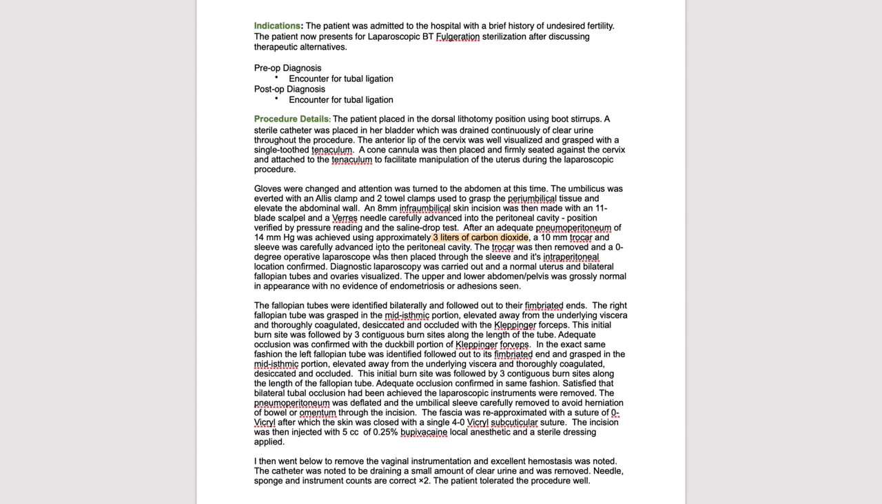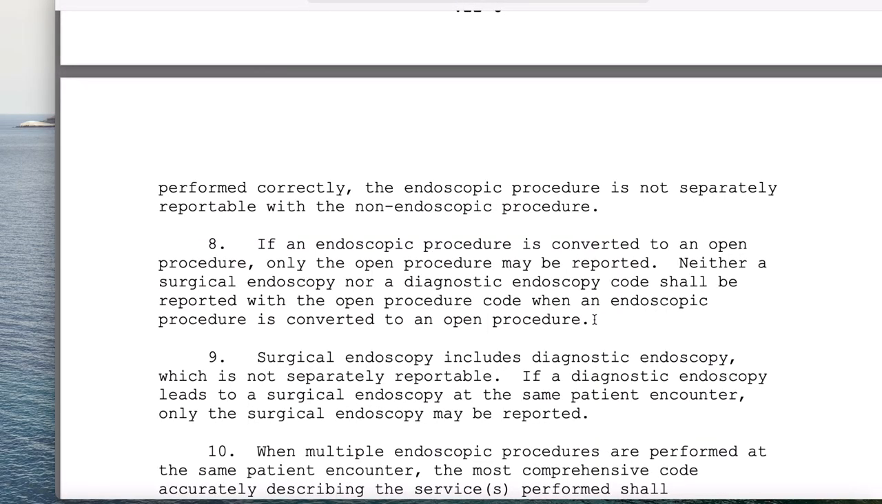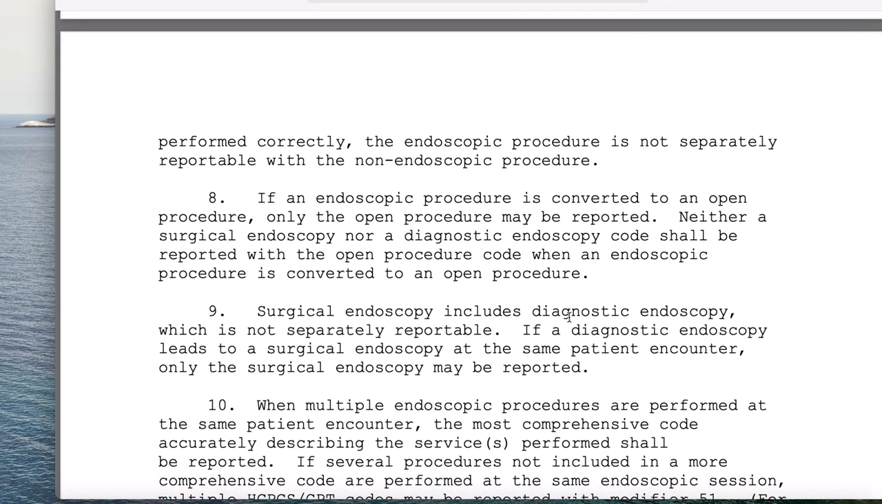And let me see. It says diagnostic laparoscopy was carried out and a normal uterus, bilateral fallopian tubes and ovaries were visualized. So when you have a laparoscopic or a surgical laparoscopic procedure, the diagnostic laparoscopy is always included. And I mentioned this in a previous video of mine. I don't know if I'm going to put that part in this video. I may or may not, depending on if I feel like searching for it on the web. But it'll tell you that diagnostic laparoscopy is always included in surgical laparoscopy.